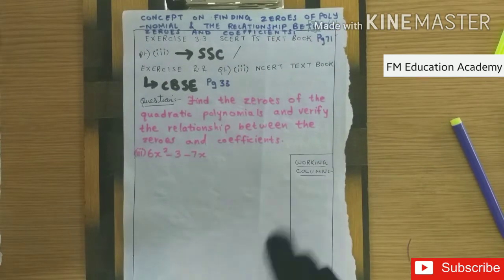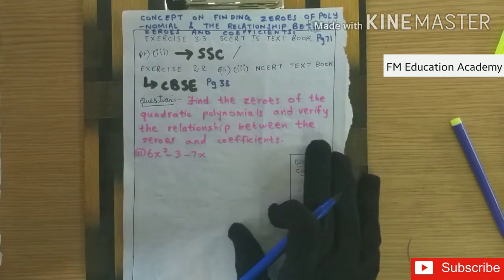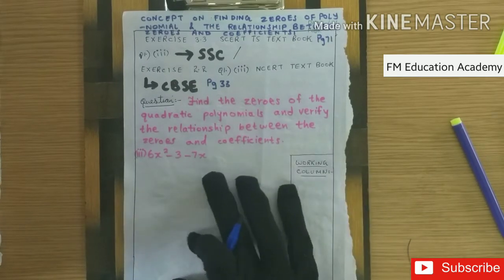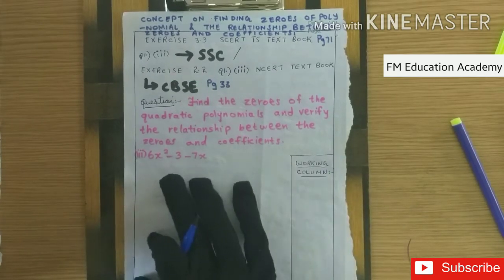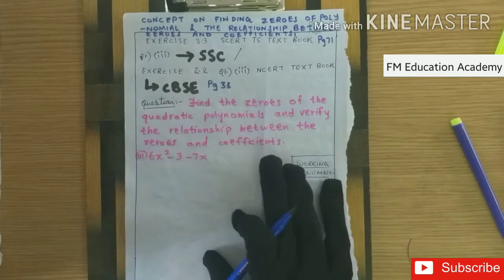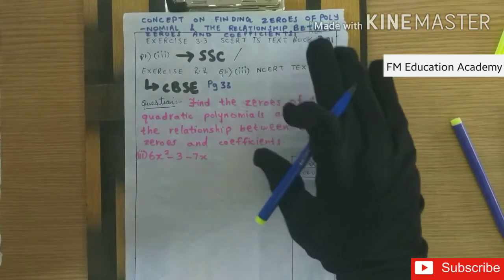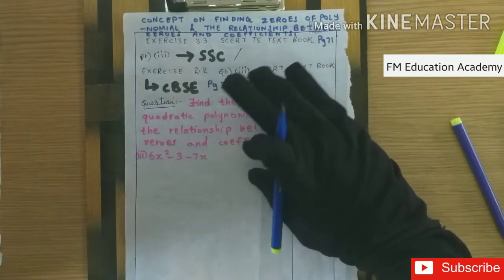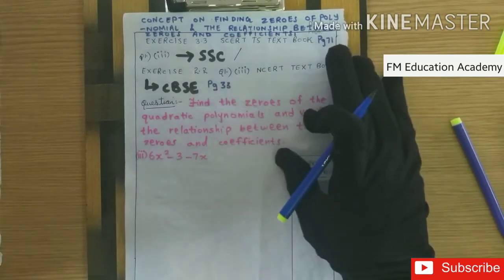Find the zeros of the quadratic polynomial and verify the relationship between the zeros and coefficients. The quadratic polynomial given to me is of the form 6x squared minus 3 minus 7x. Now this particular question is present in both NCERT and TS SCERT textbooks. That is, it is present in the SSC textbook as well as the CBSE textbook.